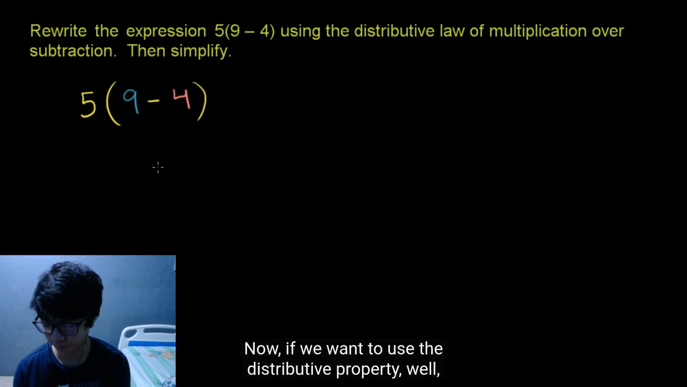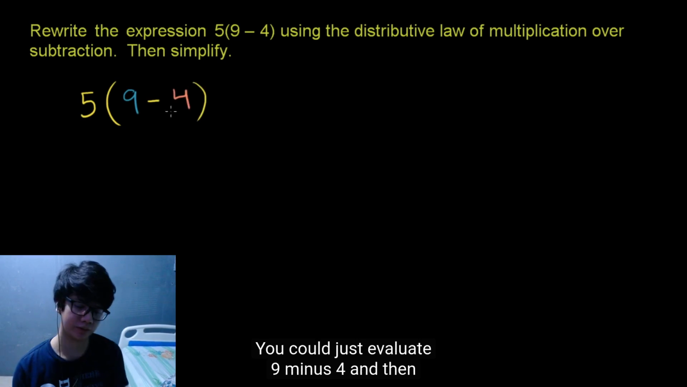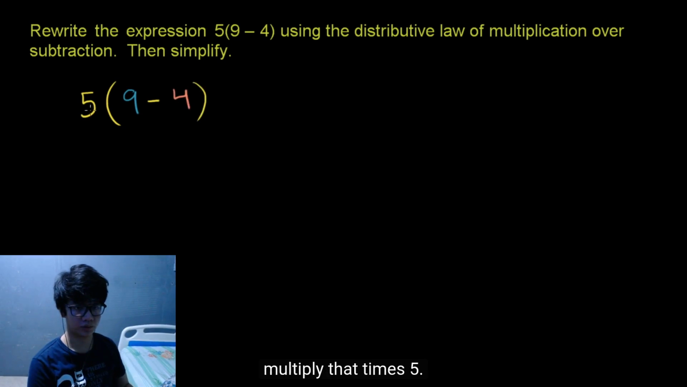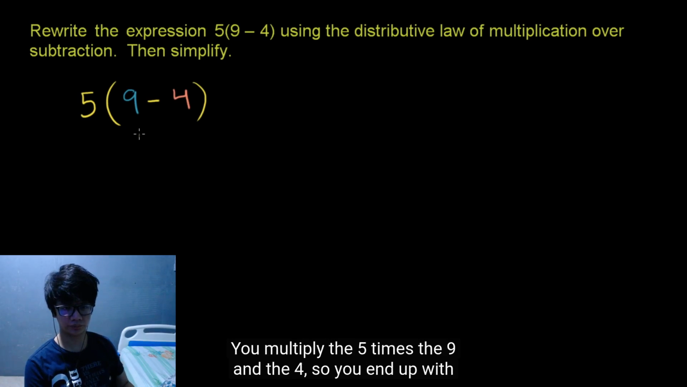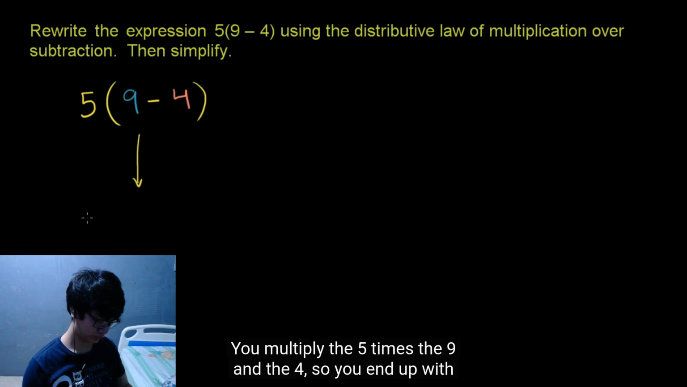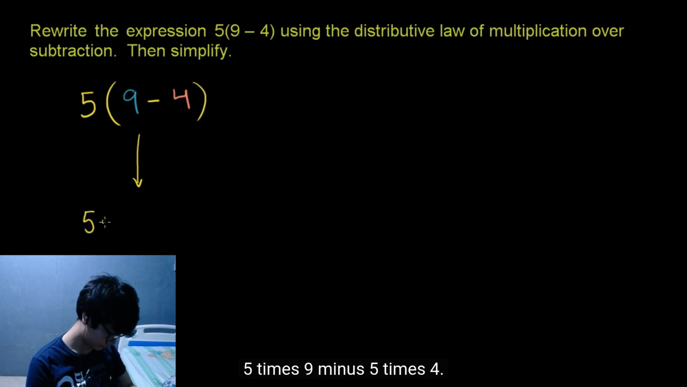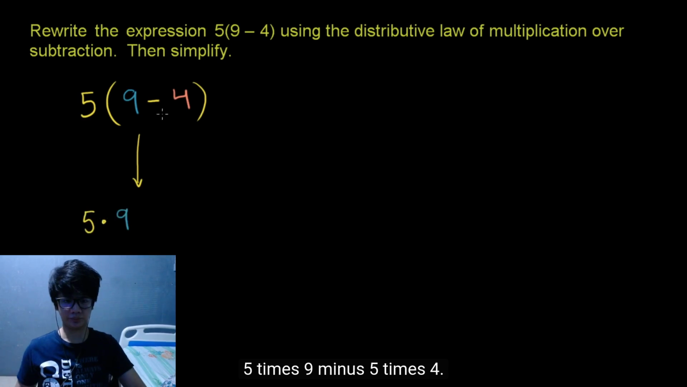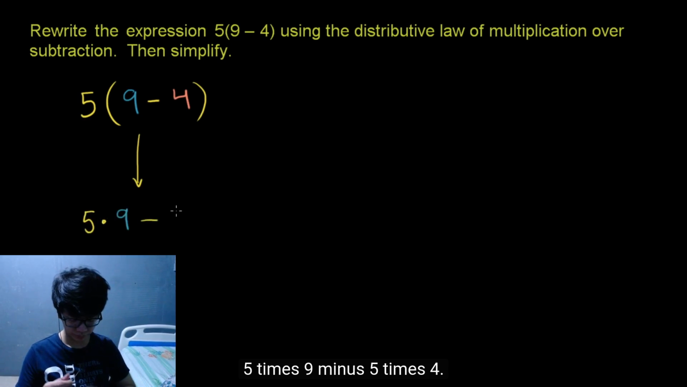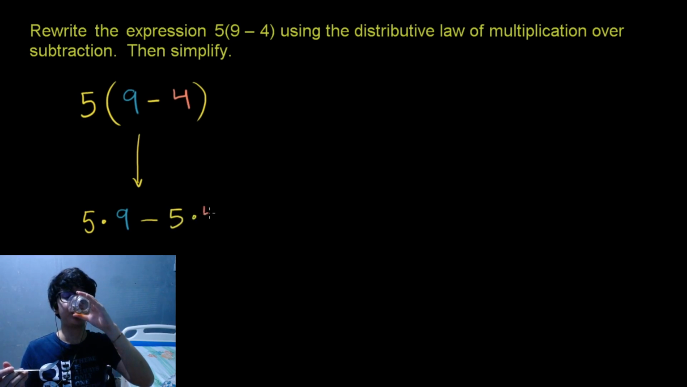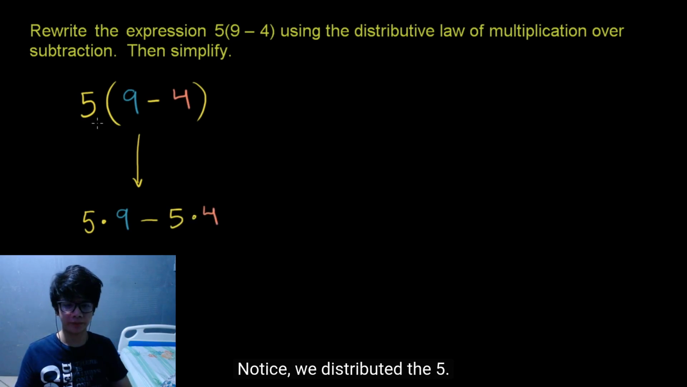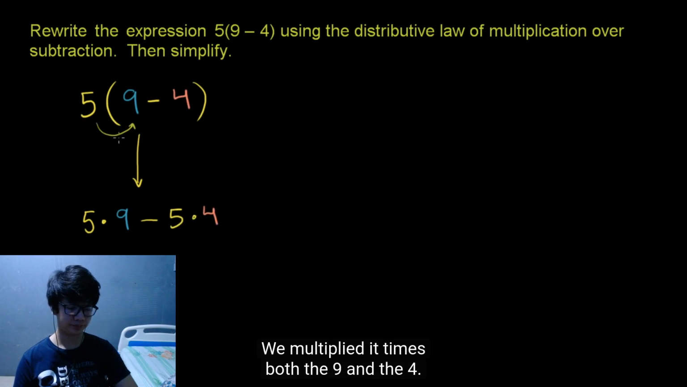Now, if we want to use the distributive property, you don't have to. You could just evaluate 9 minus 4 and then multiply that times 5. But if you want to use the distributive property, you distribute the 5. You multiply the 5 times the 9 and the 4. So you end up with 5 times 9 minus 5 times 4. Notice we distributed the 5. We multiplied it times both the 9 and the 4.